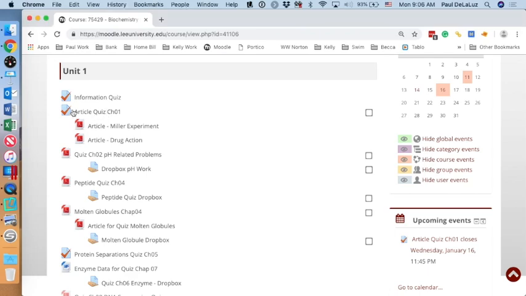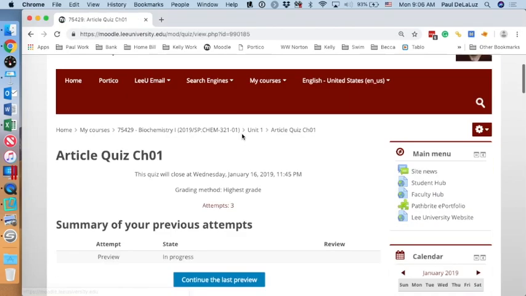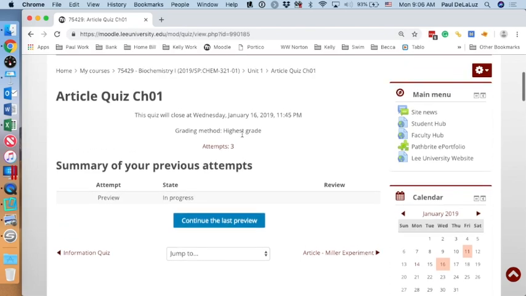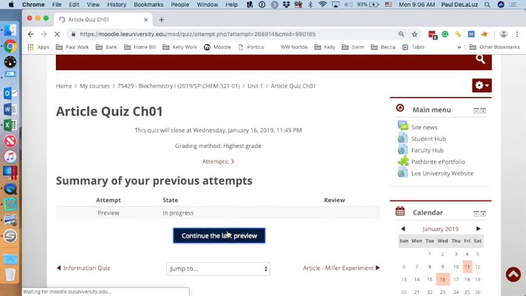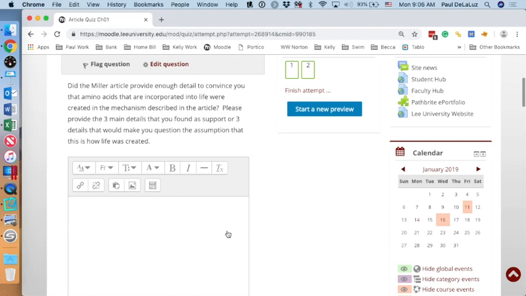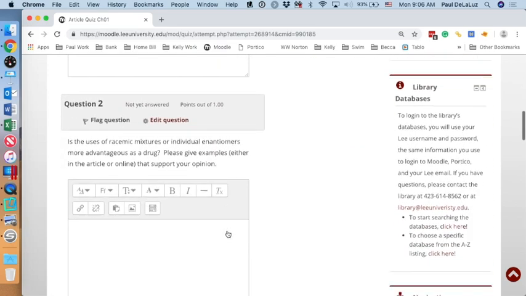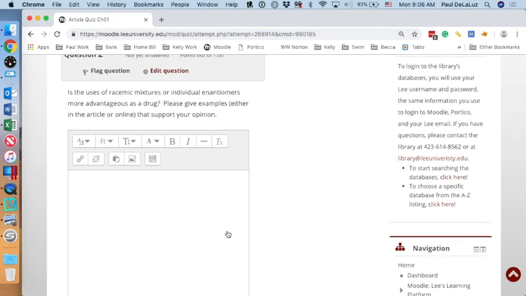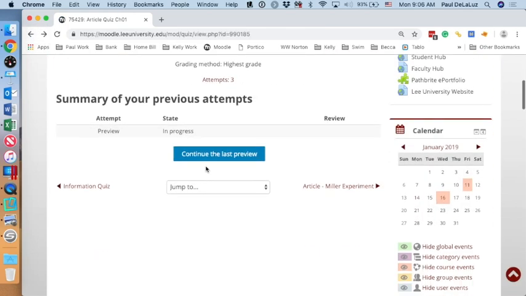If you actually take a look at the quiz itself, I'm going to look at it. Continue the last preview. All right. Did the Miller experiment give enough detail to convince you that amino acids that are incorporated in life were created in the mechanism that he describes? I'll show that in just a moment. And is the use of racemic mixtures or individual enantiomers more advantageous in drug development? And so those are the questions that we're looking at, and each one interacts with one of the articles.